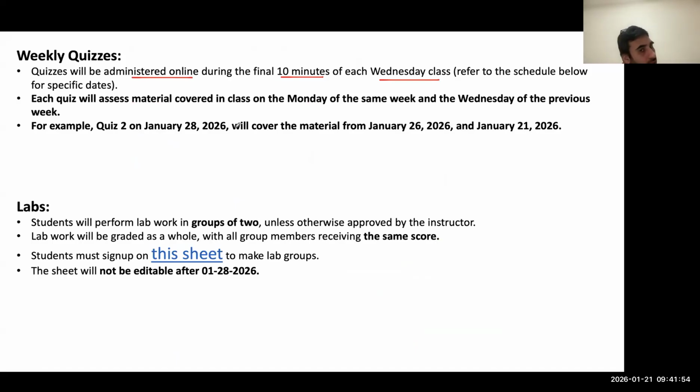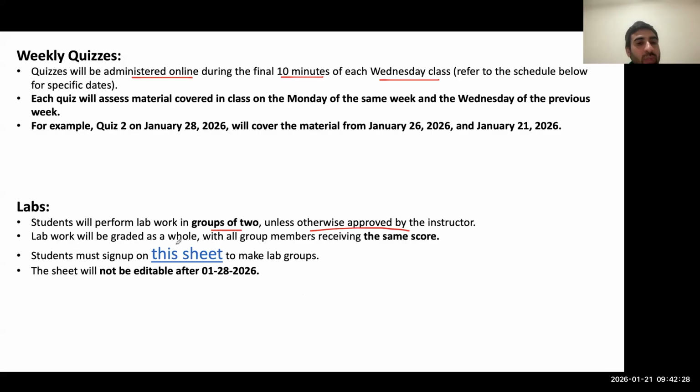Labs. This is different from the last offering of the course. This time we are doing labs in groups, and in each group we have two students. But if, let's say, the total number of students in the class is an odd number, then maybe a couple of groups can have three students, right? But for that, you need to first get my approval. Okay.